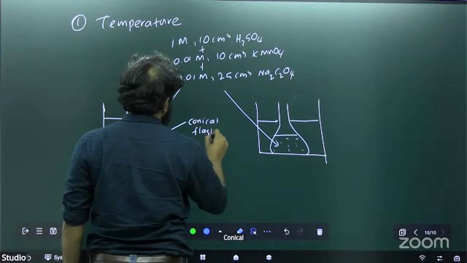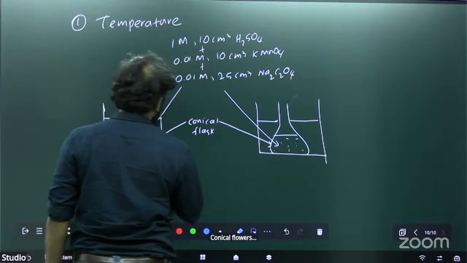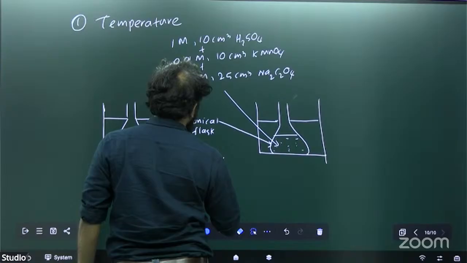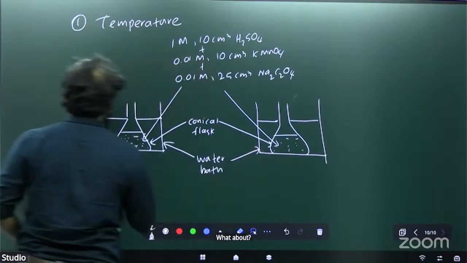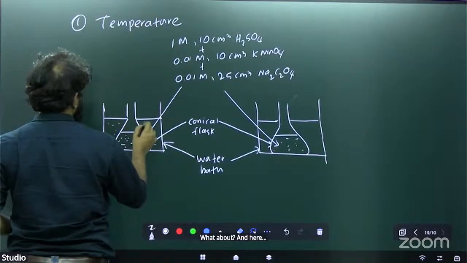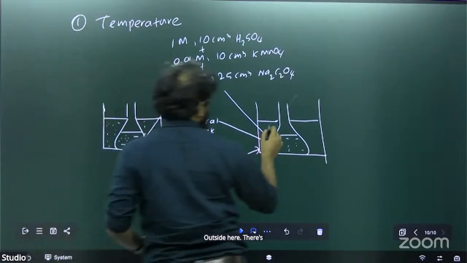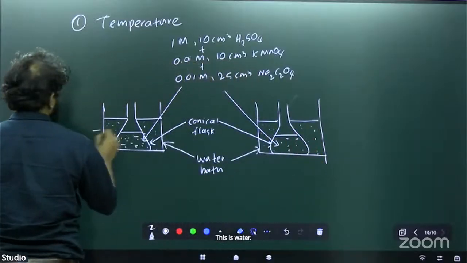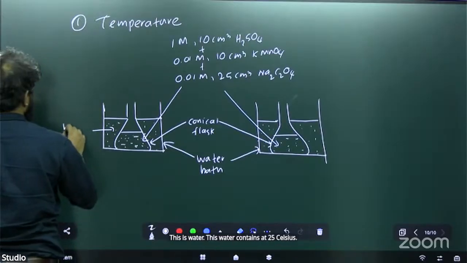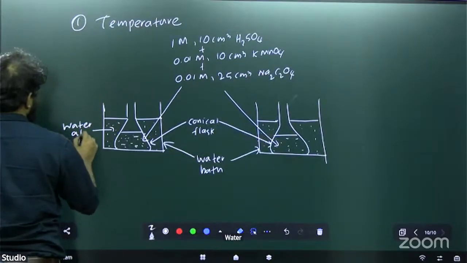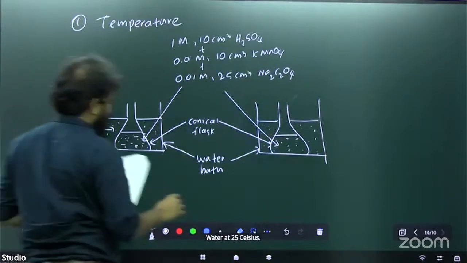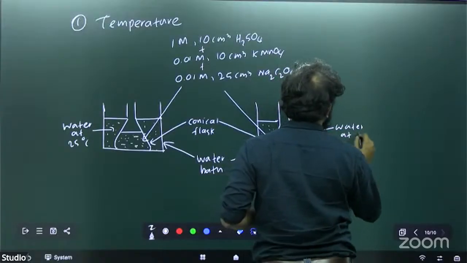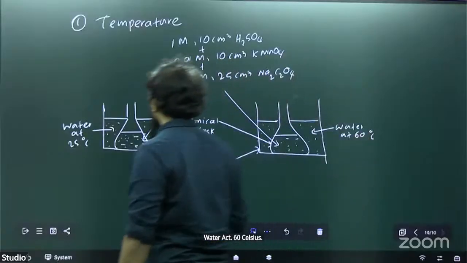Conical flasks, and these are water baths. And here, outside, there is water. This water is at 25 Celsius. And here water at 60 Celsius. Then what's the reaction?